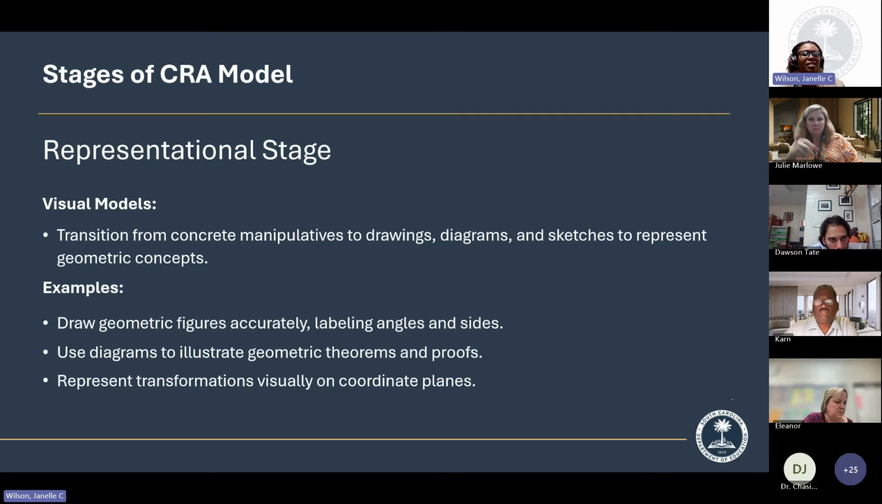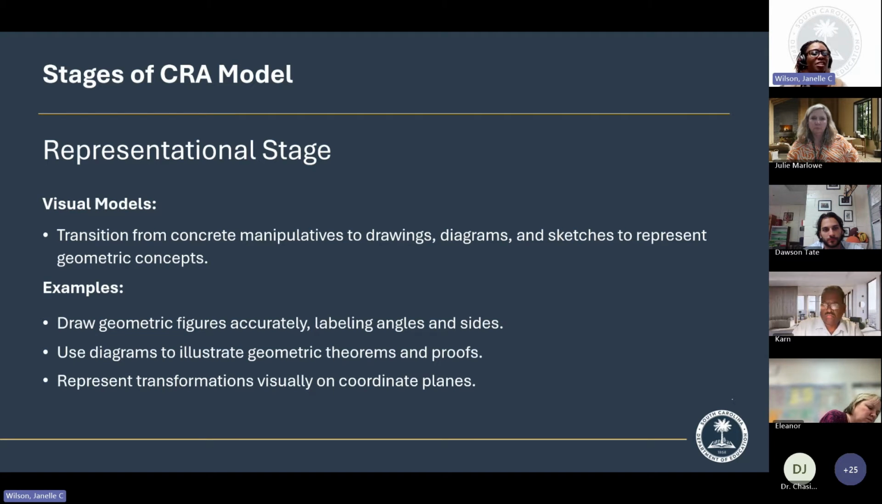What else would we need? What would it look like? What are some examples of what it would look like in your classroom? What would you see students doing? They'll be trying to create models to represent the concrete. Good. Solving problems visually, creating models, transformations.